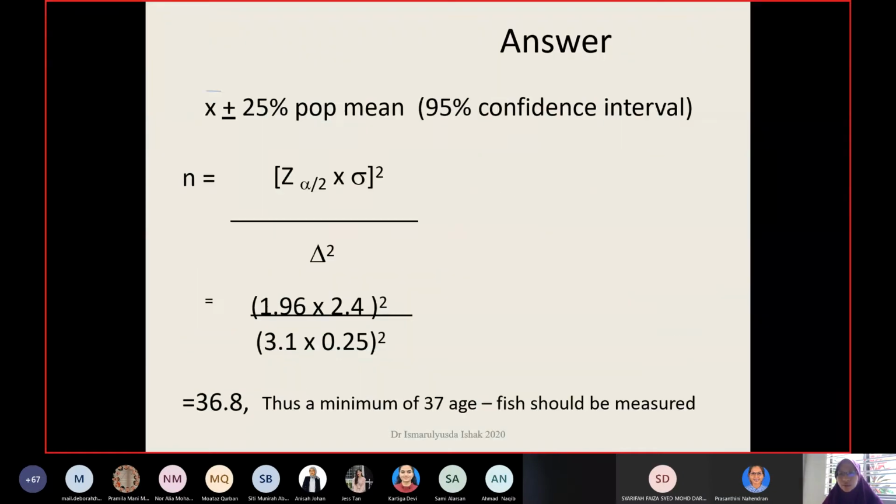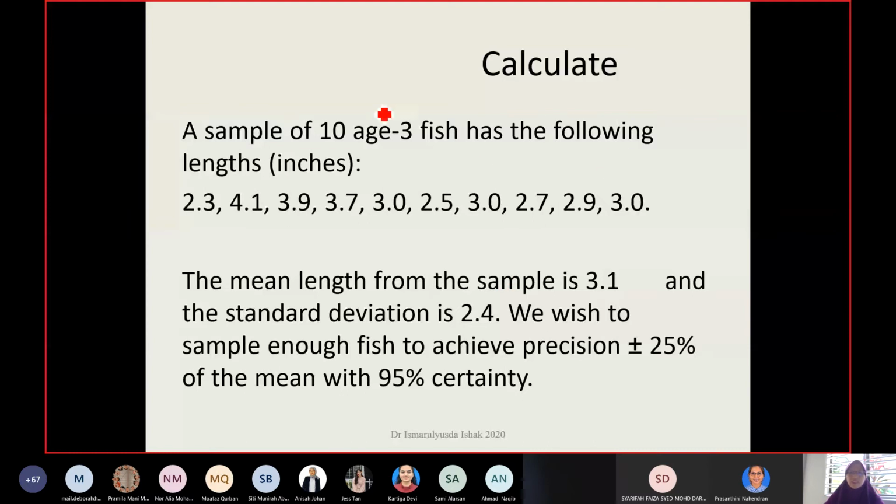Do you want this or we can use others? Okay, this is another example, about fish. You want to study the length in inches of the fish. The mean length from the sample is 3.1 and the standard deviation is 2.4. We wish to sample enough fish to achieve precision plus minus 25% of the mean with 95% certainty.